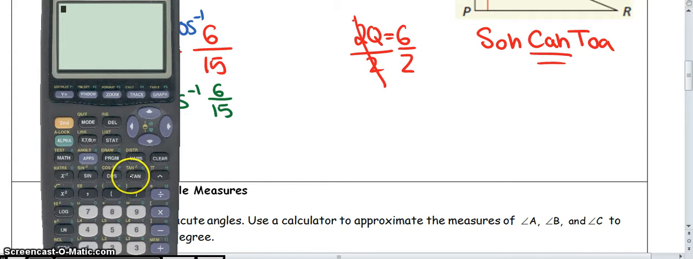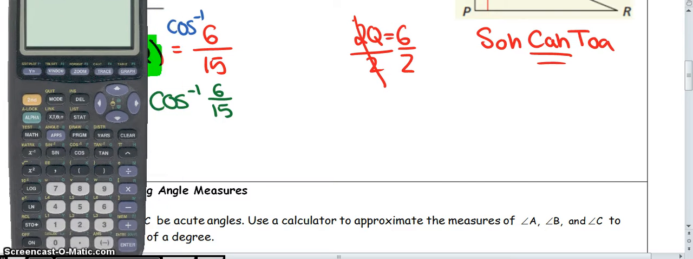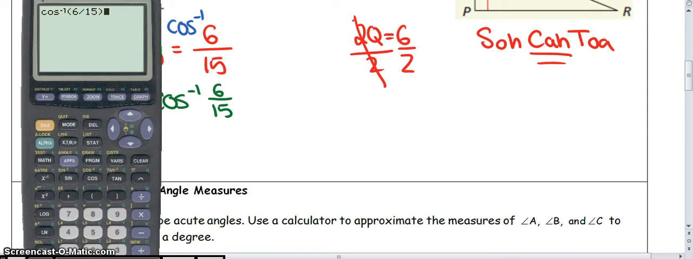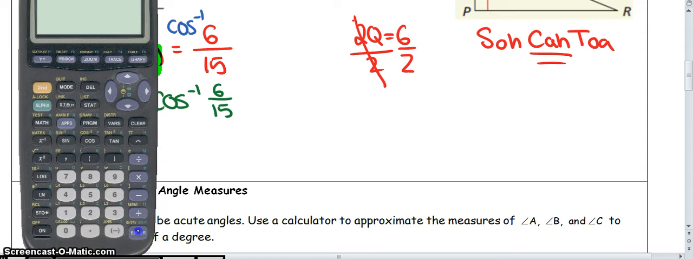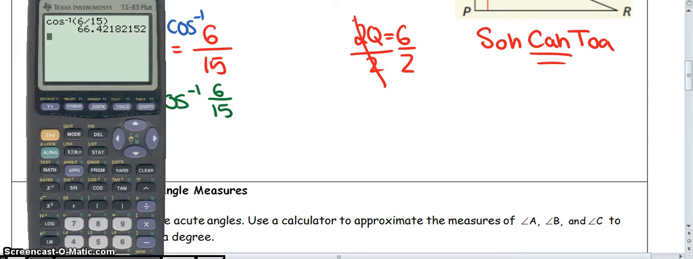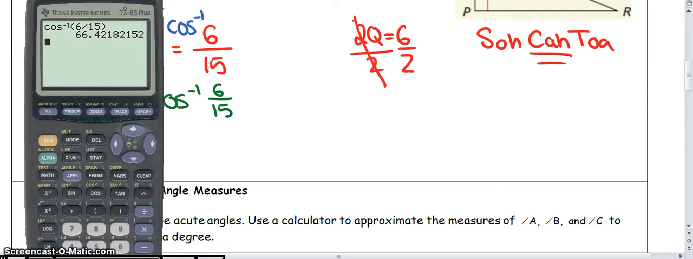You see sine, cosine buttons here. The inverse functions are above them. In order to access that yellow stuff, you have to hit the second button. So if I hit second, and then I hit cosine, I'll get inverse cosine. And you want to take inverse cosine of 6/15, or 6 divided by 15. If you do that and hit enter, you should get the angle of Q.